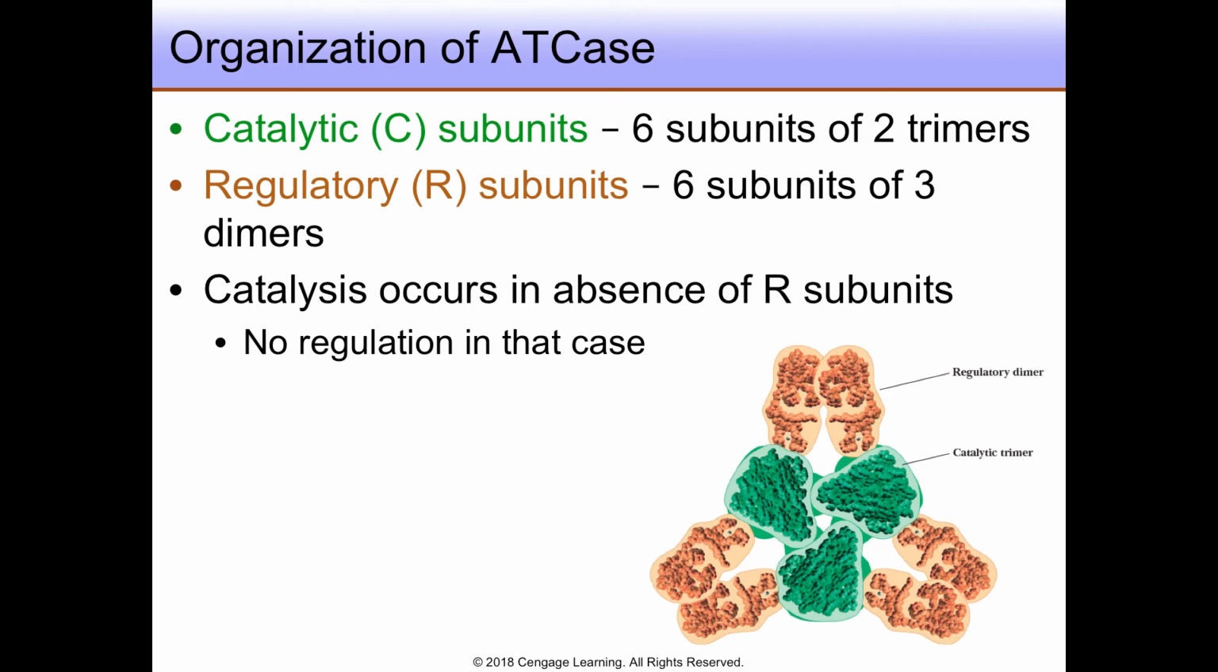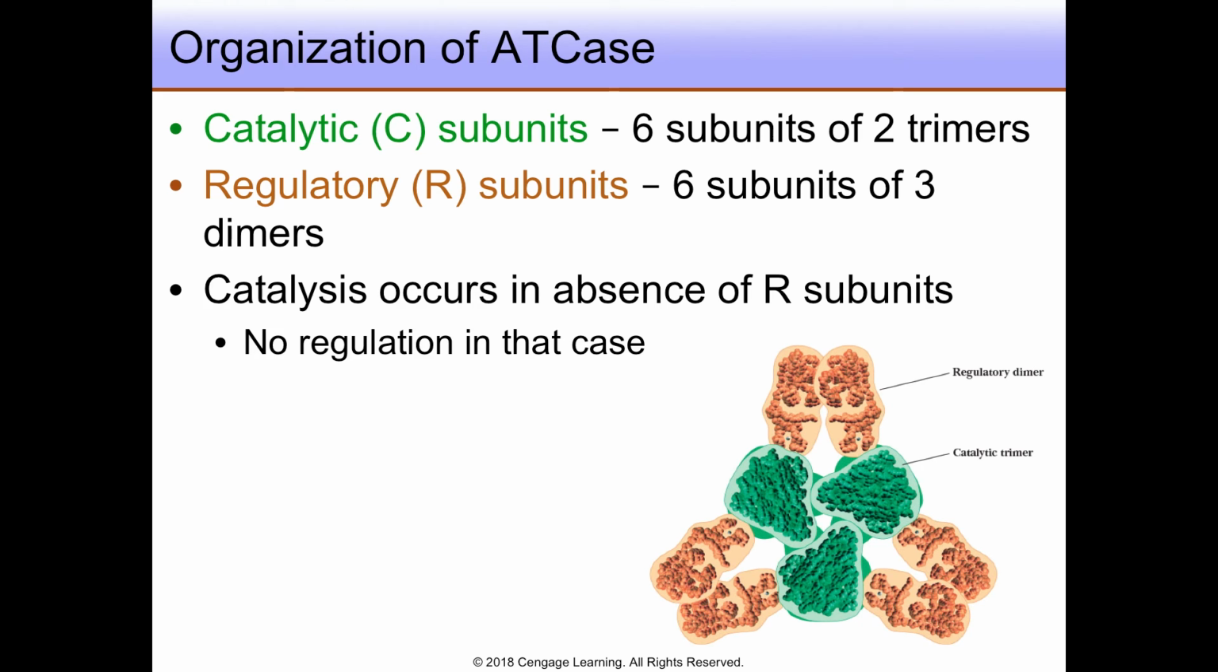Now let's examine the quaternary structure in order to understand these outcomes. ATCase has a set of two catalytic trimers, pictured here in green, which contain the active sites where the enzymatic reactions occur. It also contains three regulatory dimers in brown. The regulatory subunits are where the allosteric effectors bind.